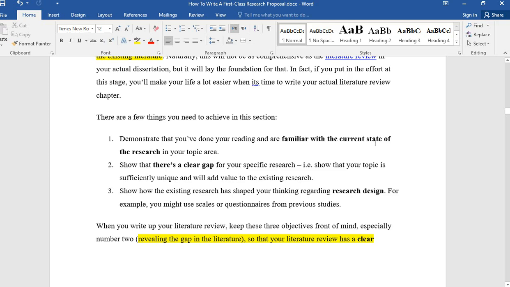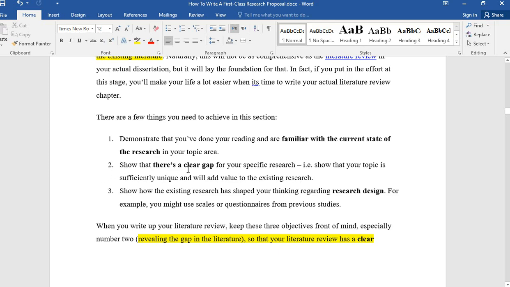And are familiar with the current state of research. You have to show that you have read all the previous research in that field and you're familiar with the current state of the research. You have to show your readers, your supervisor, your instructors, that you're fully familiar with this particular area, right? That particular area is your topic.